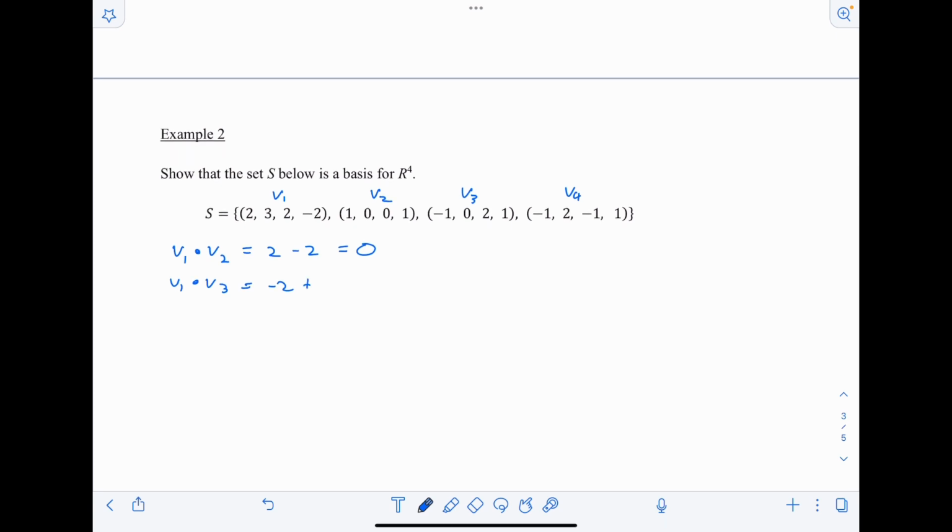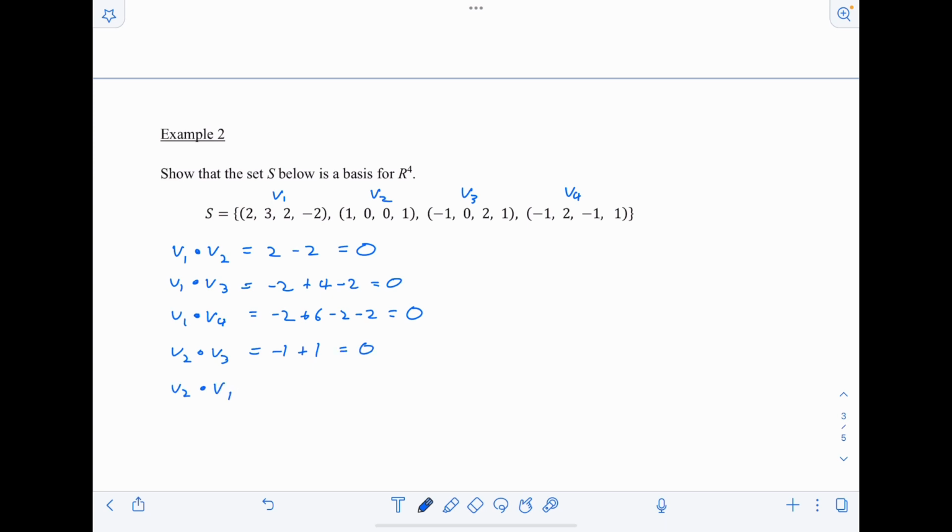Plus 4 minus 2 is also 0. V1 dot V4 is going to be negative 2 plus 6 minus 2. Whoops, plus 6. Where did that go? Plus 6 minus 2 is 0. And now let's go to V2. V2 dot V3 is negative 1 plus 0 plus 1 is 0.